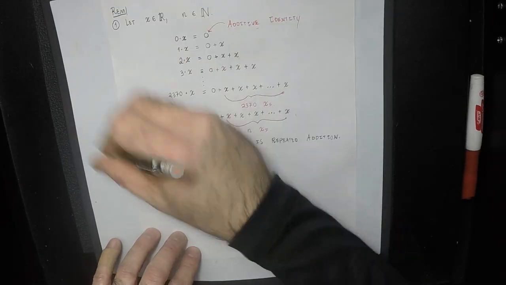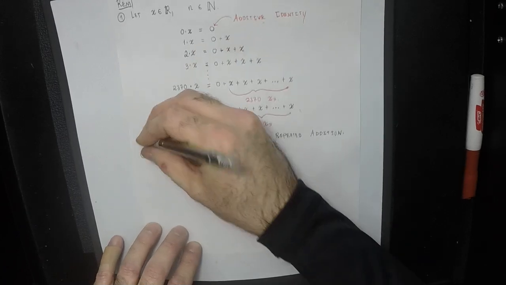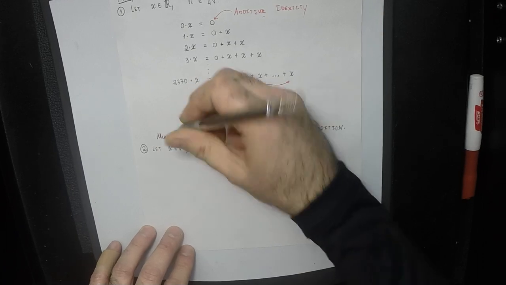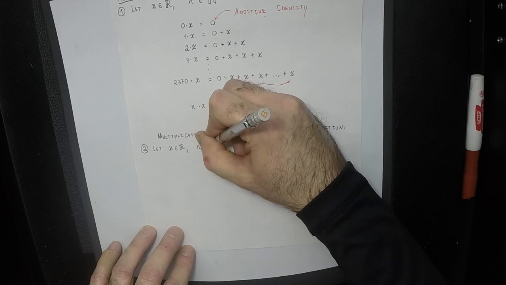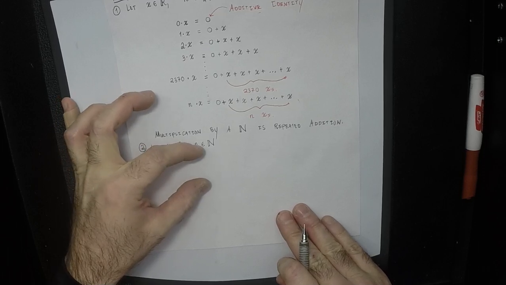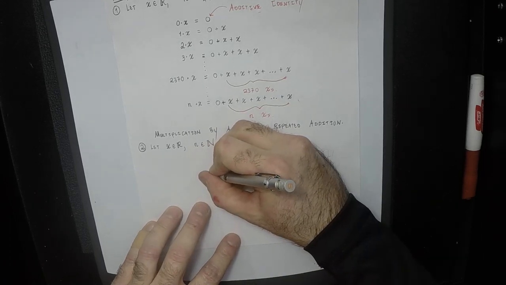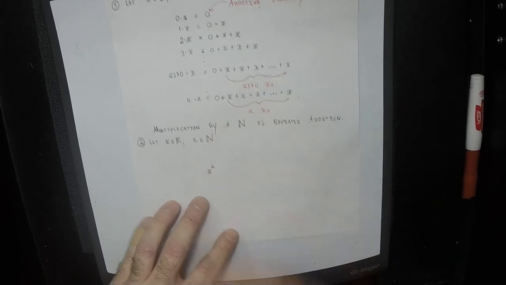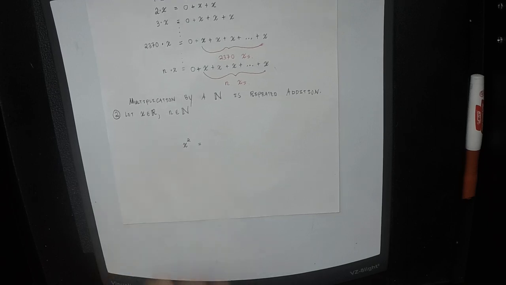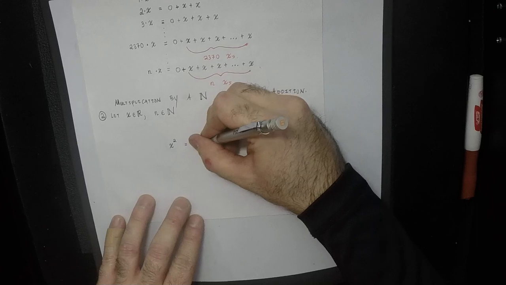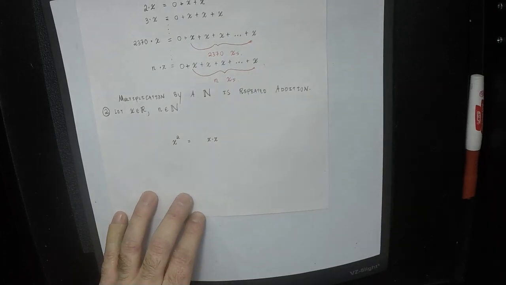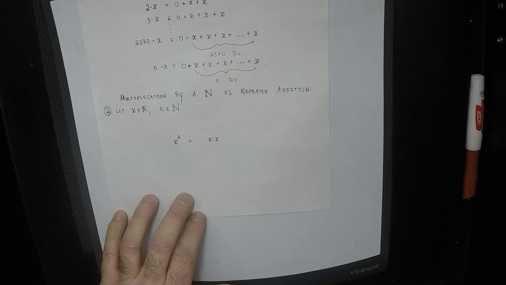I'll say that that was 1. 2, again, we'll say let x be in the reals, and let n be in the naturals. Again, I'm going to leave myself some vertical space that I'll fill in just a second, and I'm going to start right here. So x to exponent 2 means what? Right. It means make 2 copies of x and multiply them together. So x multiply x. And I'd also like to point out that, again, the horizontal space on either side of the equal is asymmetric currently.